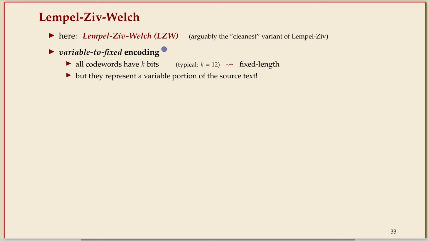It's a variable to fixed length encoding. We code a variable length substring, but the code words will all have the same size. Think of something like 12 bits as a typical one. If you've played with zip compression, sometimes you can tweak a parameter called the dictionary size. That will pretty much be the number k.